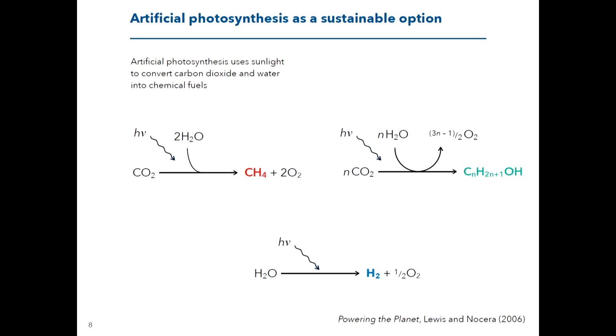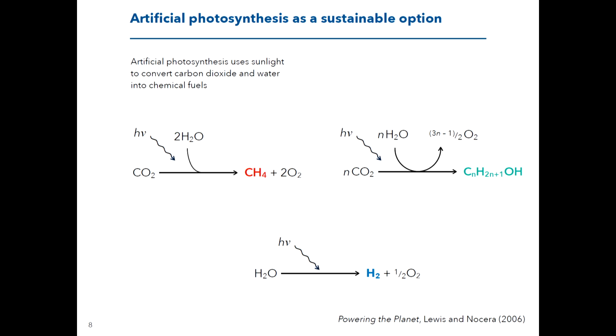And one answer is artificial photosynthesis, which consists of mimicking the process that plants use in order to produce organic nutrients. Using artificial photosynthesis, you can see that different fuels can be made. You can produce methane by combining CO2 and water under sunlight. You can also vary the stoichiometric amount of CO2 and water that you have, and in that way, you can produce more complex hydrocarbons such as alcohols.